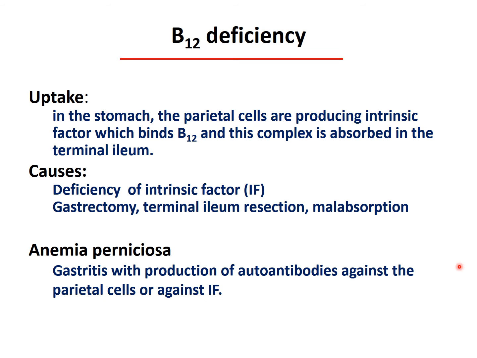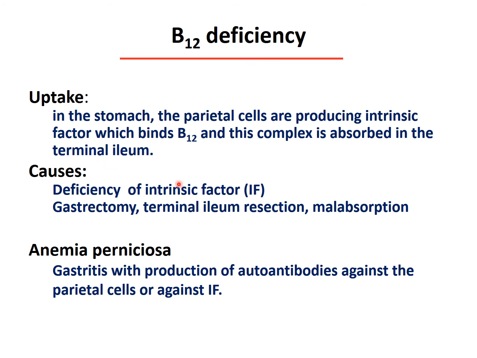So B12 deficiency, now this is how it's going to develop. Basically, we need intrinsic factor. This is what we said so far. Parietal cells synthesize intrinsic factor. Intrinsic factor is going to bind to the B12, and this helps to absorb the B12 in the terminal ileum. Now, what can cause the deficiency of B12?